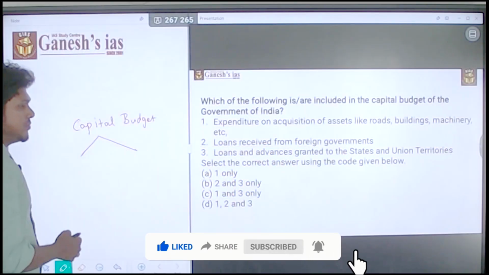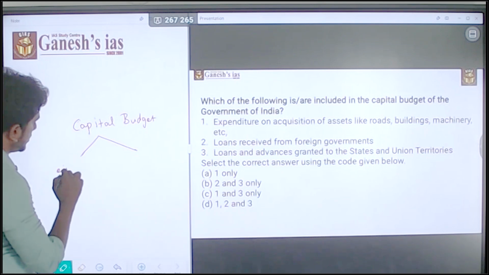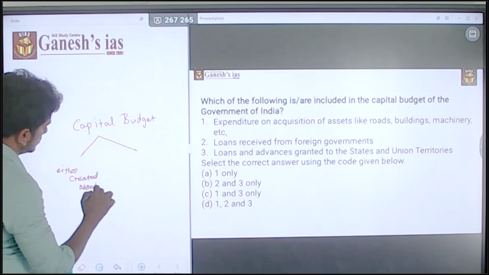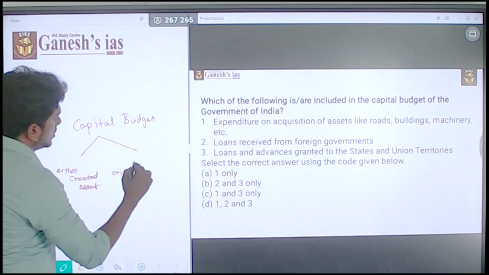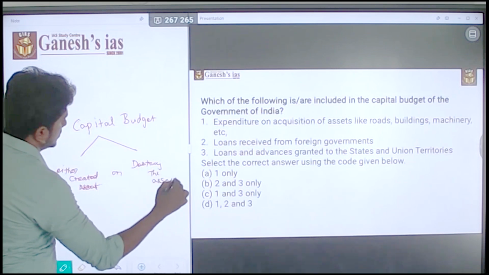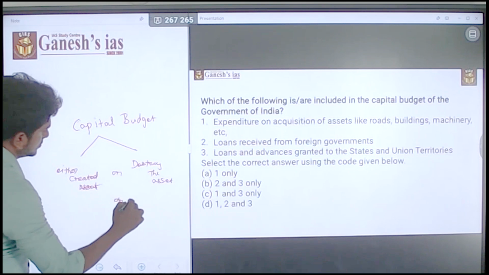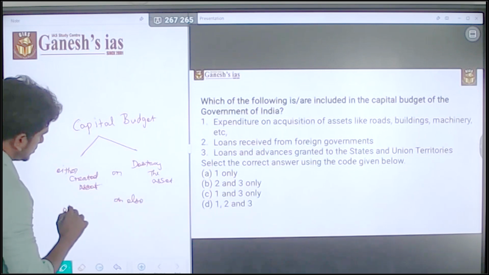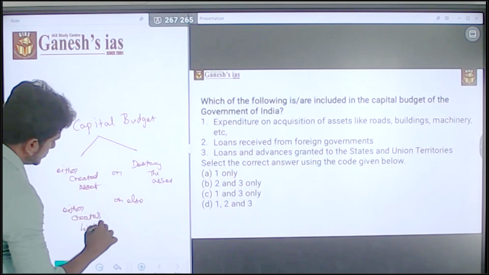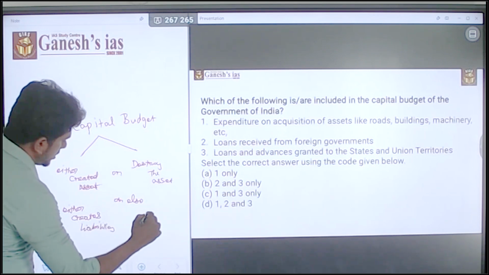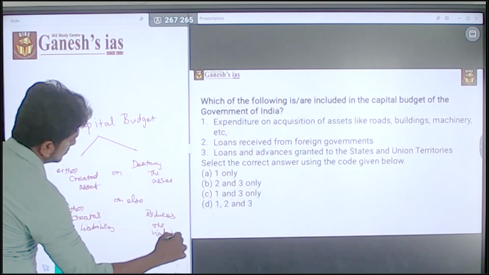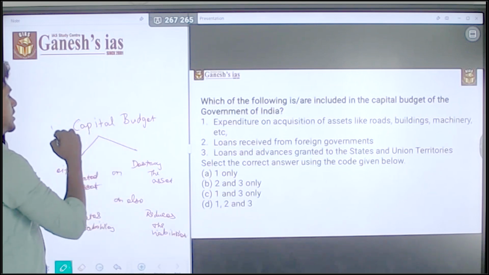So capital budget means either it creates an asset, or destroys the assets, or else it creates liabilities or reduces the liabilities. So this is all about the capital budget.